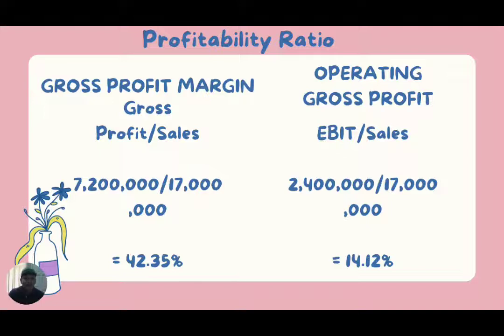Okay, for profitability ratio, there's gross profit margin, which is gross profit over sales. The amount is 7,200,000 divided by 17 million, equal to 42.35%. As for operating profit margin, EBIT over sales, which is 2,400,000 divided by 17 million, equals 14.12%.